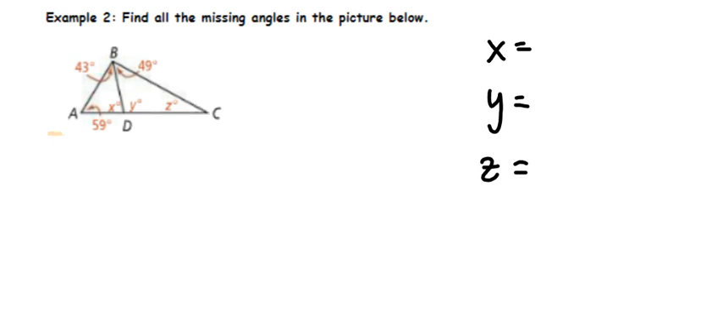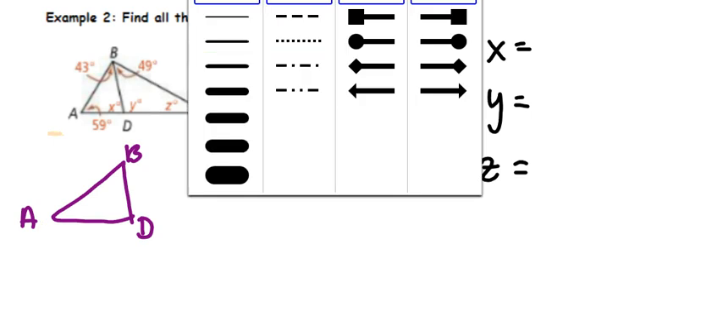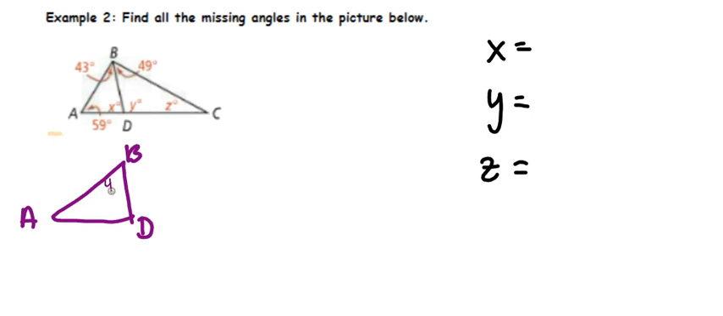And so to do that, I'm just going to look at this kind of smaller triangle over here on the left side. We're just going to pretend that that looks like the picture. So this angle at the top is 43. And this angle right here in A is 59. And then in D right here is the x that I have to figure out. And this is just like the problems you were just doing. You know 2 of the 3 angles in this triangle.